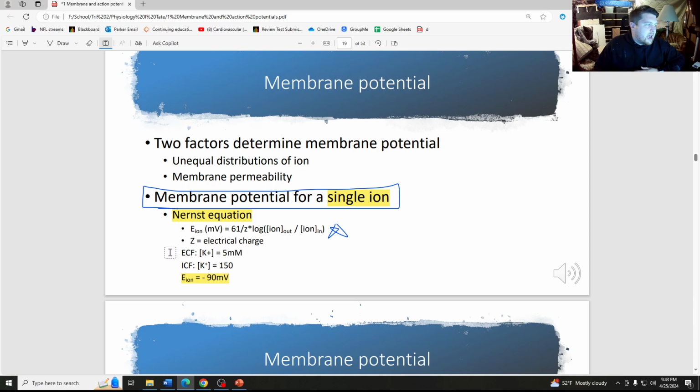So we're looking at the fluid outside of the cell, comparing it to the fluid inside of the cell. We plug it all into this equation, and this is what pops out. We get a membrane potential for a single ion, and that is our membrane potential.